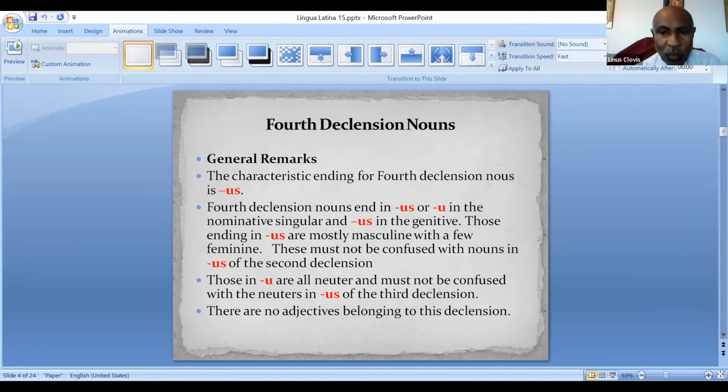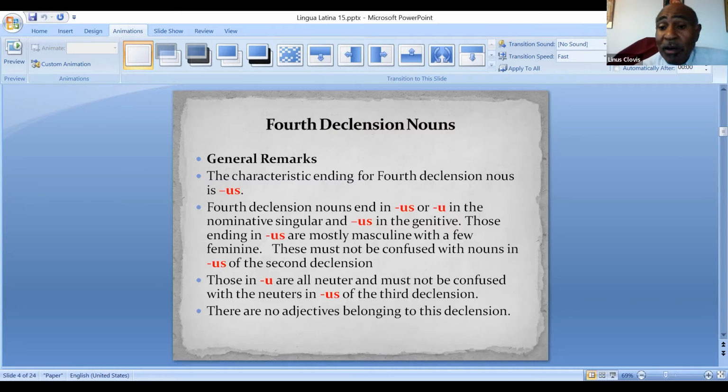And the genitive is US whichever the nominative case is, okay? I'll show you a table so it will become clearer. Those nouns that end in US are mostly masculine. So fourth declension nouns are mostly masculine, like the second declension. You can remember that they are even, okay? So the even declensions are masculine. The first declension is mostly feminine. Third declension is mixed. And we'll come to the fifth later. So again, just to help you recognize little patterns.